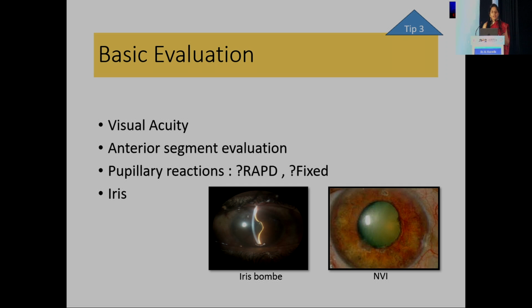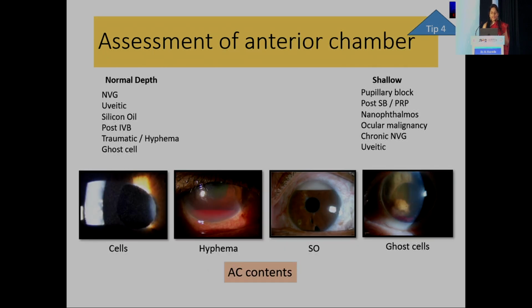And very carefully examine the anterior segment. And most importantly, look at the iris for a lot of details. Look for presence of neovascularization. Pupillary reactions, very, very important. See the pupil reaction, whether it is brisk, whether there is a relative afferent pupillary defect, whether it is fixed. And all of this will give you a clue as to what is the condition that you're dealing with.